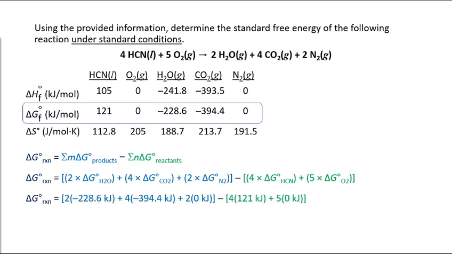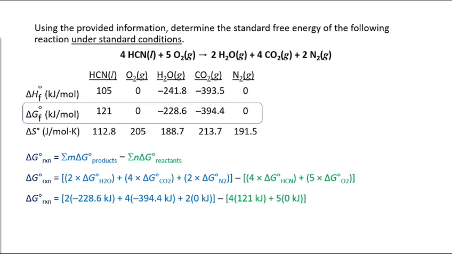But the main thing you have to remember here is to keep those negative values negative if the table, or whatever values are given to you on the exam or assignment, calls for it. Plugging these in, your standard delta G of H2O is negative 228.6. Your standard delta G of CO2 is negative 394.4. The standard delta G of N2 is 0. On the reactant side, the standard delta G of the HCN is 121 kilojoules, and your standard delta G of O2 is 0.